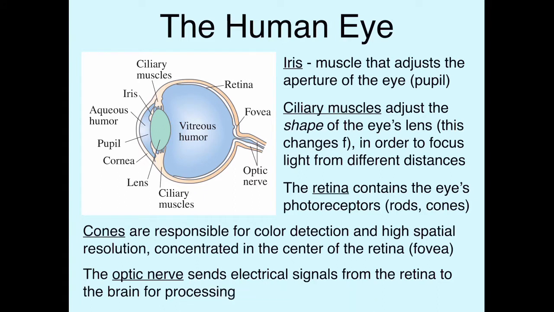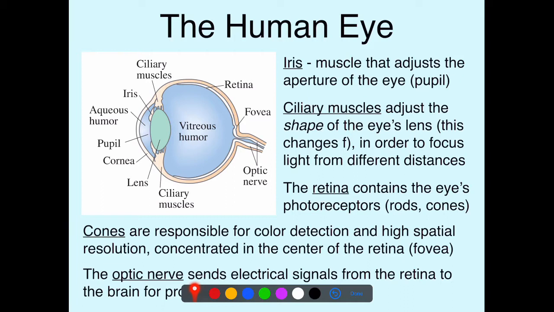And as you know, the size of your pupil can be adjusted. It can get bigger to let more light come in when it's dark, and it can get smaller for less light to come in if it's very bright. All right, so next we have the ciliary muscles, which adjust the shape of your eye's lens.